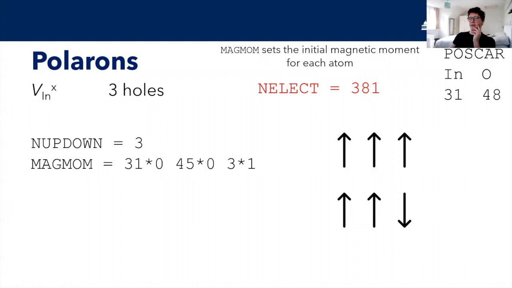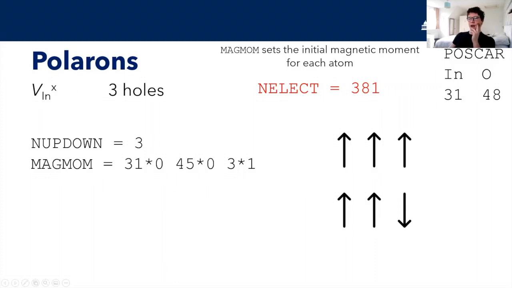To assign MAGMOM to this, we have 31 times 0, so there's no magnetic moment on the 31 indium atoms. There's then no magnetic moment on the first 45 oxygen atoms. And then there is a magnetic moment of 1 on each of the final 3 oxygen atoms, which will assign a magnetic moment to those final 3 atoms. These final 3 atomic coordinates in this POSCAR are actually the 3 oxygen atoms that surround the vacancy. So it's important to make sure that you're assigning these magnetic moments to the atoms that surround your defect rather than just any random atoms at all. This is something that's currently being worked on to be implemented into doped, so you don't have to mess around with this too manually.